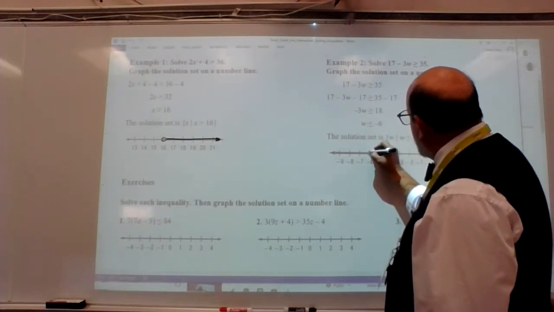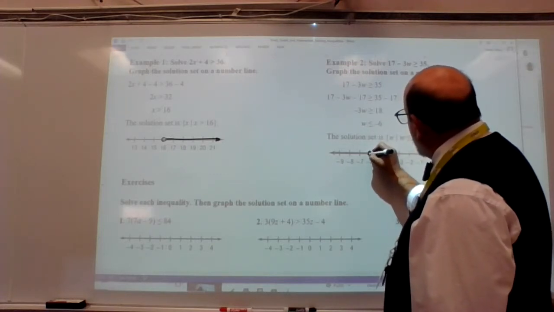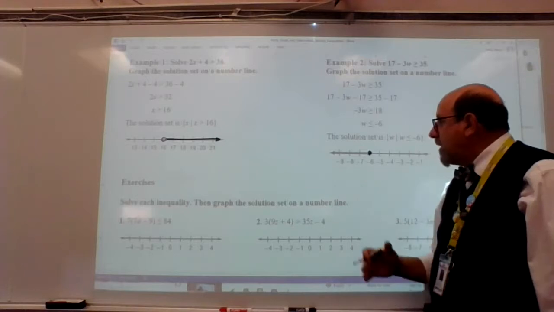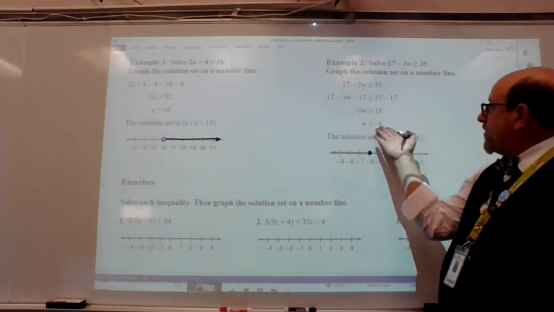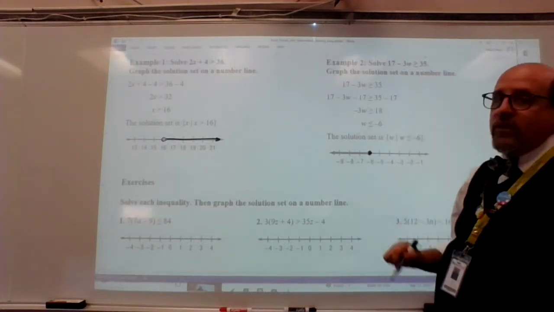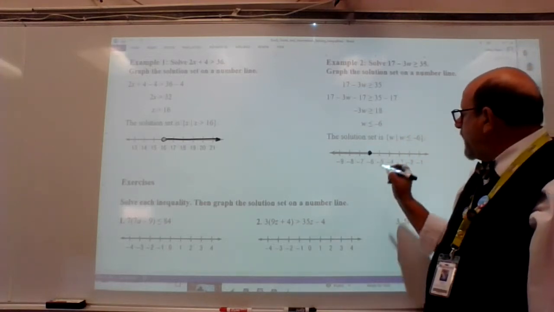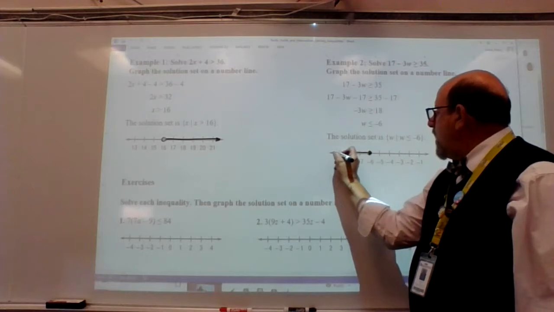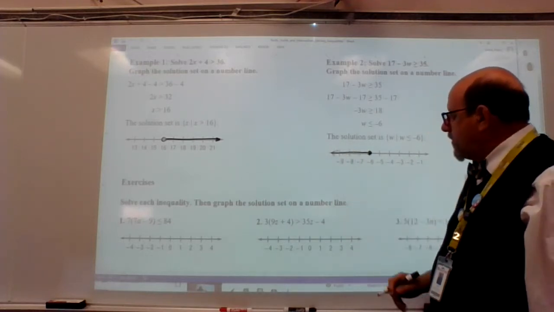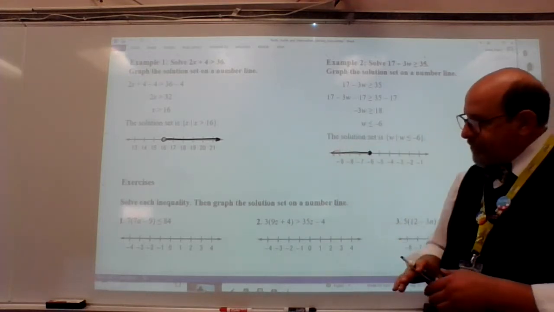Because it includes the equal sign, we put a closed circle on negative 6 because negative 6 is also a solution to this. Negative 6 gives us that 35, right? And then we shade everything to the left of it because everything to the left of it is negative.